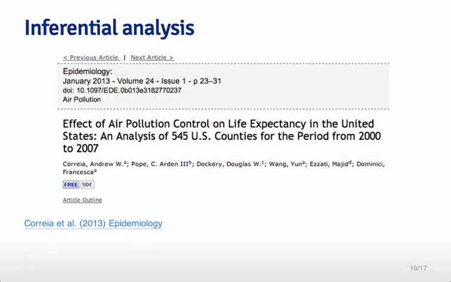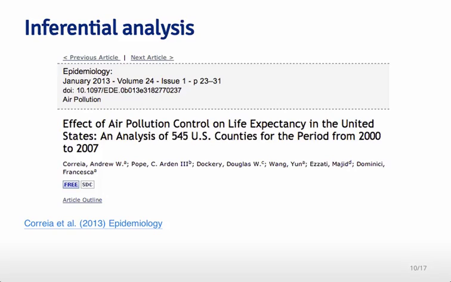This is an example of an inferential analysis. The idea here is that you're trying to look at the effect of air pollution control on life expectancy in the United States. They haven't analyzed all of the counties in the United States, but they've analyzed a subset of counties in the United States.